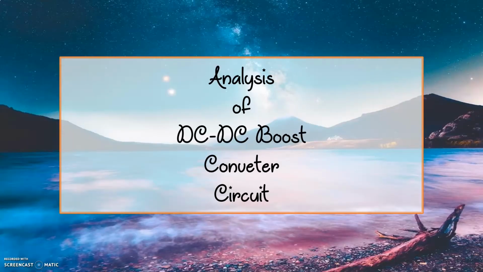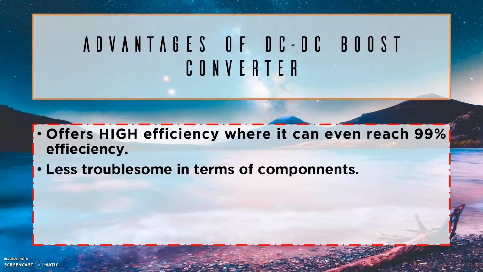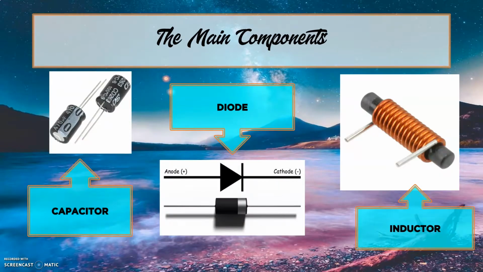The analysis of the DC-DC boost converter circuit. These are some of the advantages of the DC-DC boost converter. It offers high efficiency, where it can even reach 99% efficiency. It is also less troublesome in terms of components. These are the three main components of the DC-DC boost converter. The first one is the capacitor, the second one is the diode, and lastly the inductor.